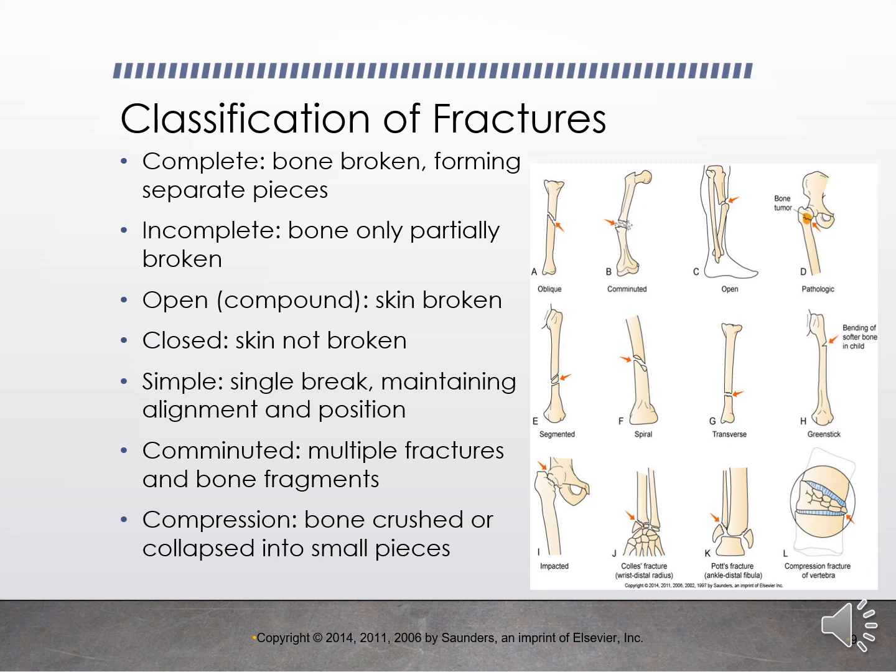Simple means a single break, there's alignment, there's good positioning still. Comminuted is when we have multiple fractures in bone fragments. I think of comminuted as like a shattering type of fracture. And then compression is when bone is crushed or collapsed into small pieces. Transverse is a fracture across the bone. Linear is a break on the axis of the bone. Oblique is at an angle. Spiral is a break that angles around the bone, like a twisting injury. Don't worry about the Colles fracture and the Potts fracture when you're studying, though.